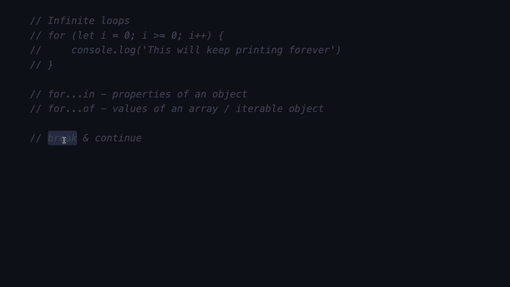And we can also control these loops by using the break and continue statements in JavaScript. We can use break to immediately exit the loop, and we can use continue to skip the rest of the current iteration and move on to the next one.